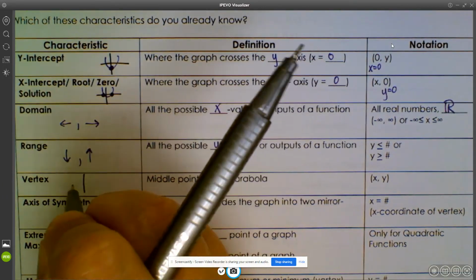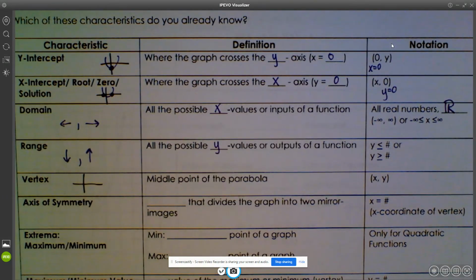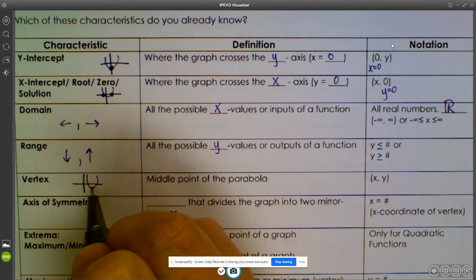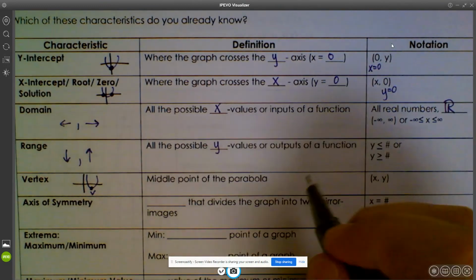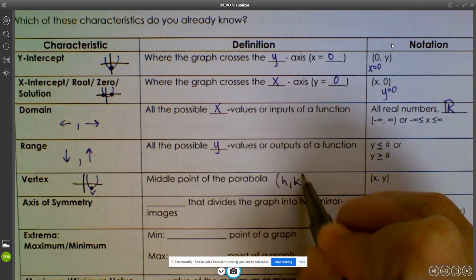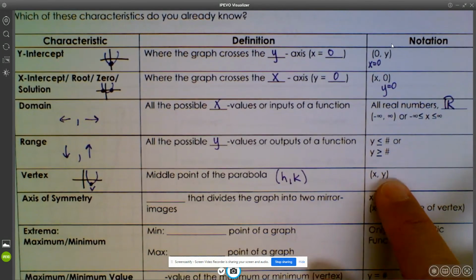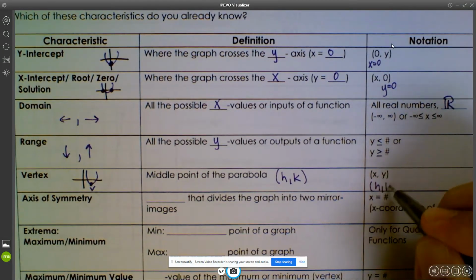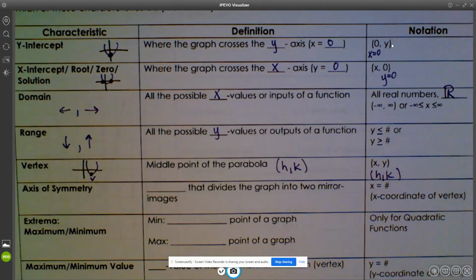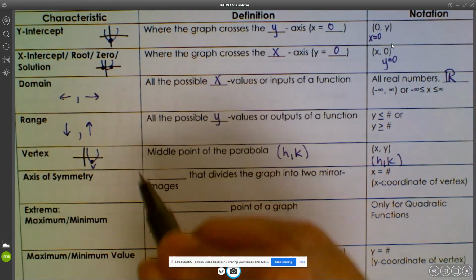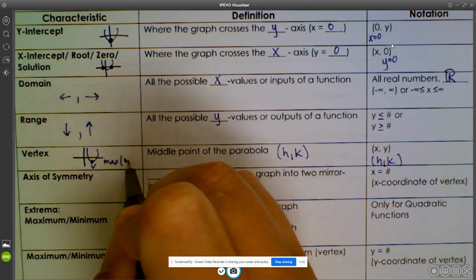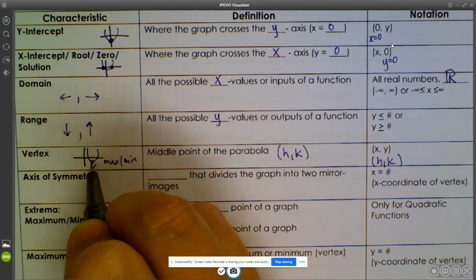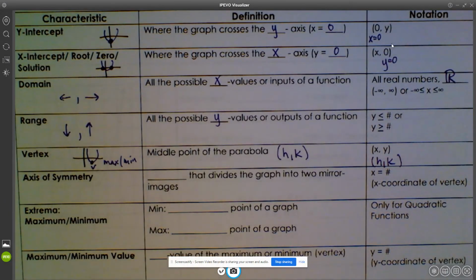The vertex deals with a quadratic function. Remember, when you've got a parabola, the vertex is here. It is the middle point of the parabola. We normally call it (h, k). It will be an ordered pair with an x coordinate and then a y coordinate. So again, we look at that as (h, k). This is also where your max or your min occurs on a parabola. It's a minimum value here because it opens up. Had the parabola opened down, the vertex would be the maximum point.